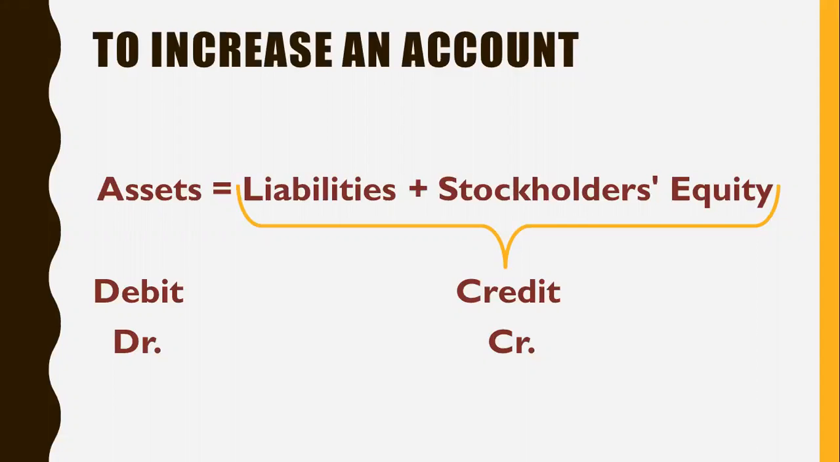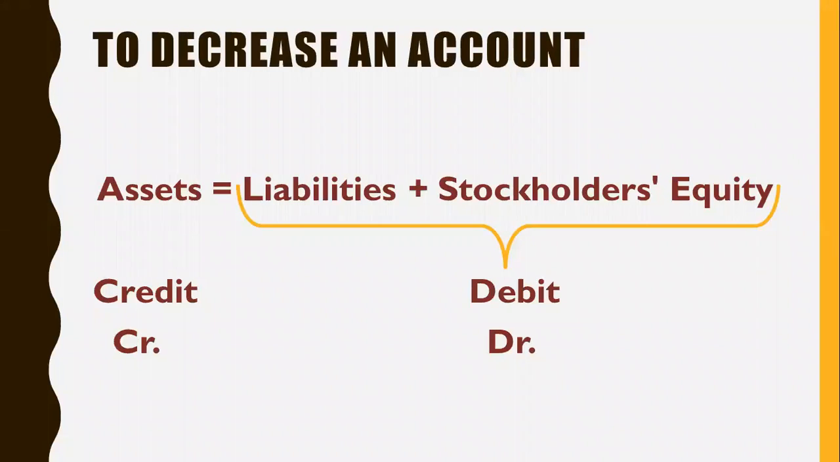That means to increase liabilities and stockholders' equity, we're going to credit an account. So if we credit a liability, that means we increase it. The opposite then is true if we want to decrease an account. So to decrease an account, if I want to decrease an asset, I credit it. If I want to decrease a liability or stockholders' equity account, I debit it. And again, all it means is how we increase or decrease. One isn't good, one isn't bad.